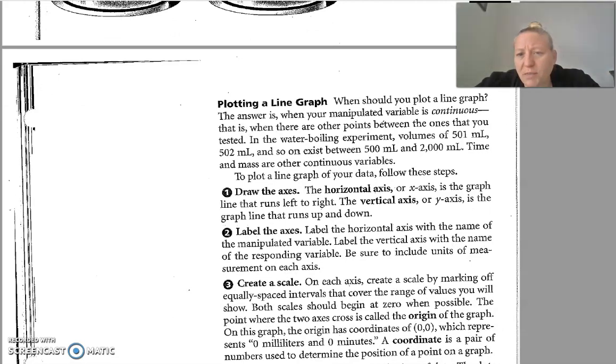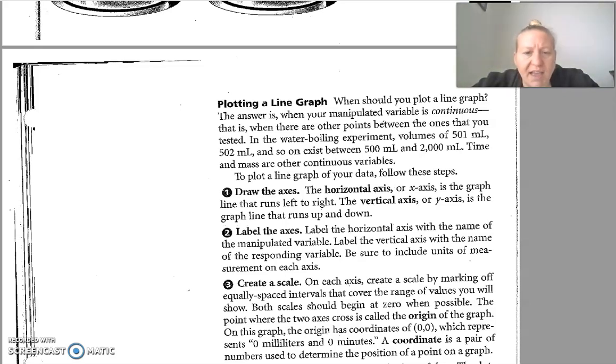When should you plot a line graph? The answer is when your manipulated variable is continuous. That is, when there are points between ones that you tested. In the water boiling experiment, volumes of 501 milliliters, 502 milliliters, and so on exist between 500 milliliters and 2,000 milliliters. Time and mass are continuous variables. To plot a line graph of your data, follow these steps.